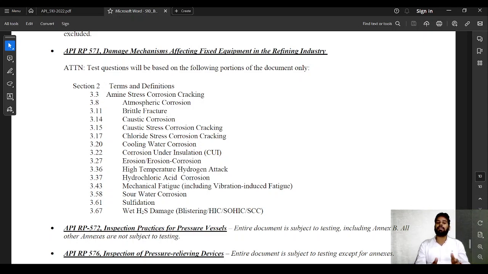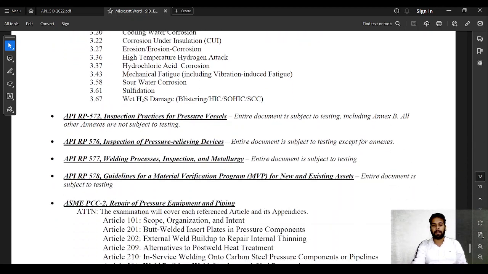So the person who is studying API 571 for pressure vessel examination just needs to know amine stress corrosion cracking, brittle fracture, atmospheric corrosion, caustic stress corrosion cracking, chloride stress corrosion cracking, cooling water corrosion, corrosion under insulation, erosion corrosion, high temperature hydrogen attack, mechanical fatigue, sour water corrosion, sulfidation, and wet H2S damage or blistering, hydrogen induced cracking, or stress oriented hydrogen induced cracking.